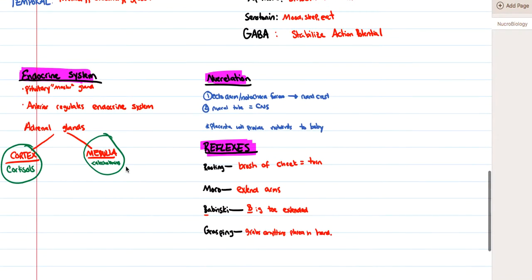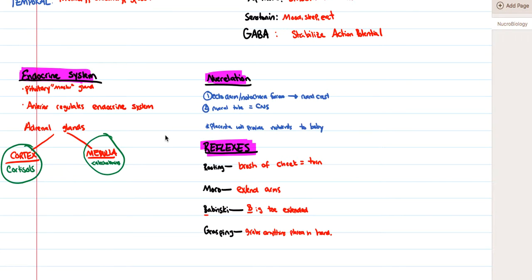The endocrine system is also controlled by the nervous system. The pituitary is the master gland, which is very close to the hypothalamus. The anterior pituitary is essentially the master part of it because it regulates the whole endocrine system. The adrenal glands have the cortex and the medulla, where medulla is the inside and cortex is the outside. Cortex produces cortisol, and medulla will produce the catecholamines, norepinephrine and epinephrine.